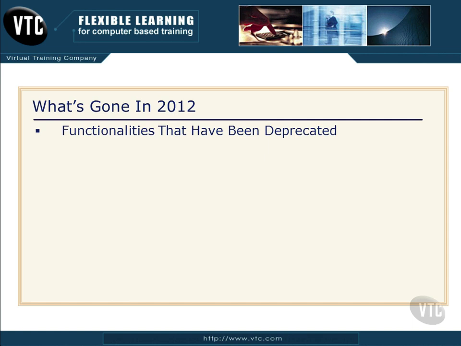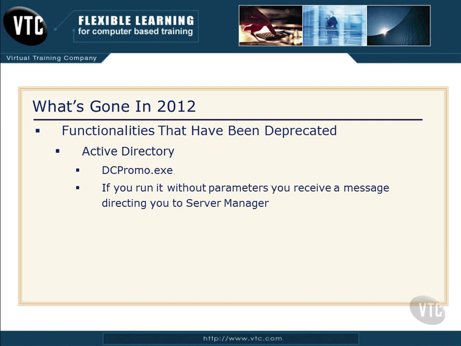Now let's turn our attention to those functionalities that have been deprecated. This one's real interesting. In Active Directory, the DC Promo executable has been deprecated. It's going away in some future version. And if you run this right now without parameters, the way we've always done to promote our member servers to domain controllers, you'll receive a message saying, hey, go run Server Manager. Okay, you can't do it this way anymore.